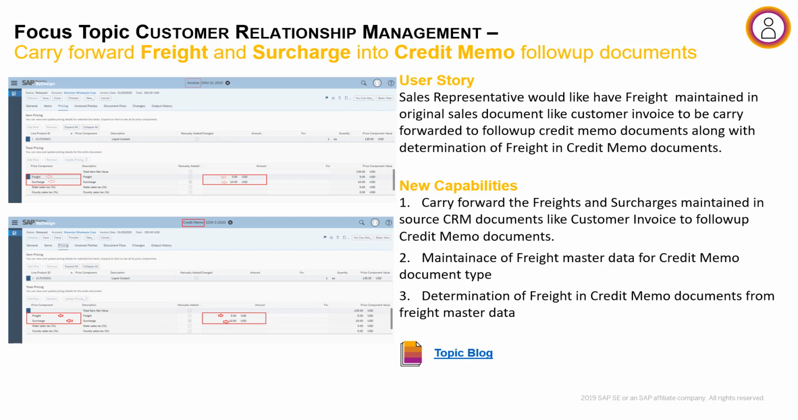The business use case is: how often have you seen a sales representative applying surcharges and freights in the sales and invoicing process, and during the return process the sales representative would create a follow-up credit memo. And for sure you would like to see the freight and surcharges that are in the invoice carried forward to the follow-up credit memo documents. So without further delay, let's take a look at how it works in the system.